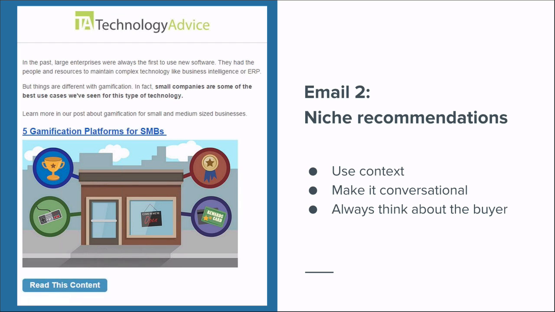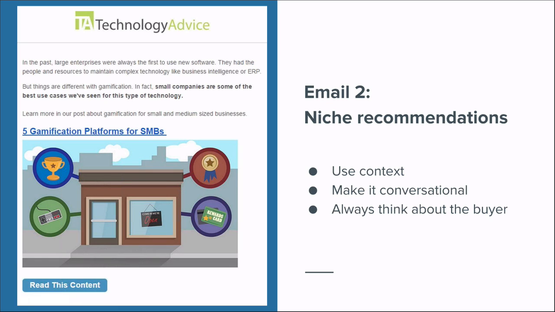Now, the second email is about niche recommendations. If the first two pieces of content we've sent them, like the product selection tool, didn't work for them, and then the decision tree didn't work for them, it's time to dig a little deeper and say, okay, do you need something that's very specific for your needs? What about small business? Here are five gamification platforms for small business. We're trying to dig a little deeper and help them answer their question, which is essentially, which product is right for me?